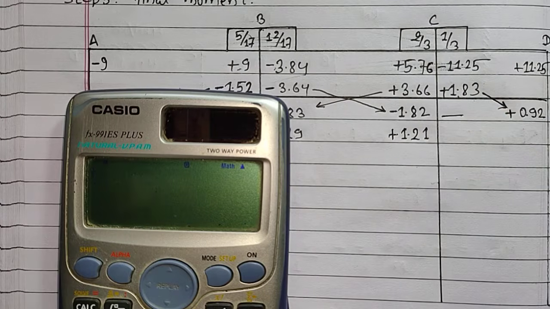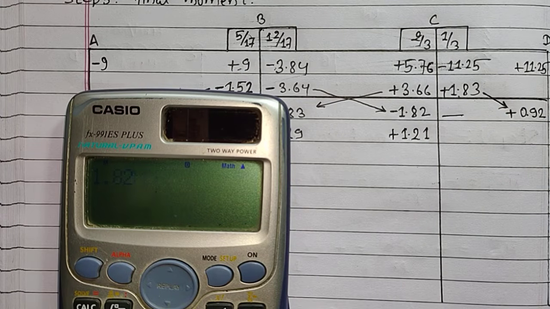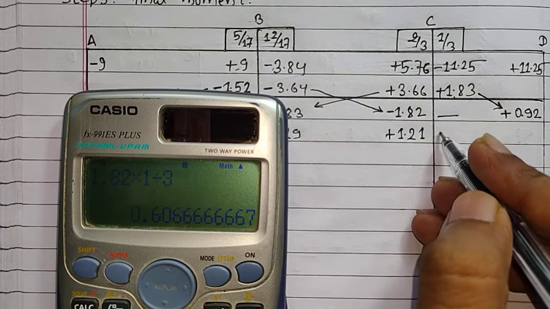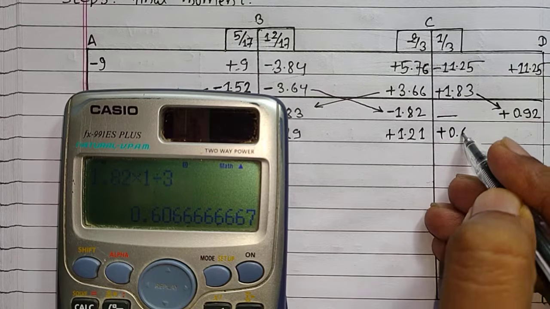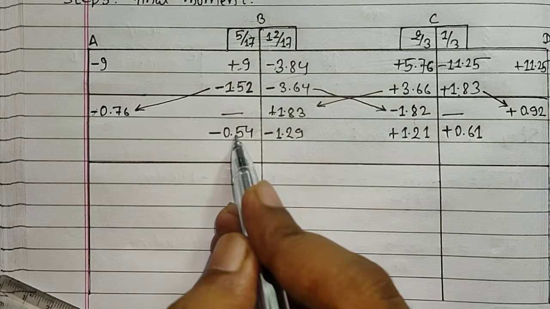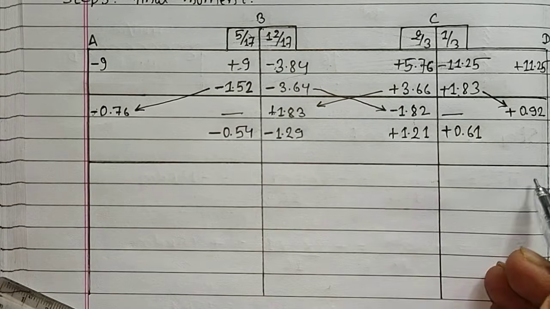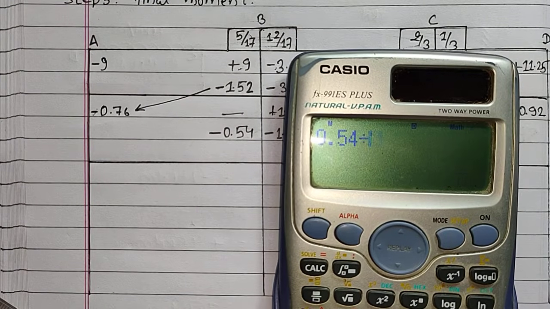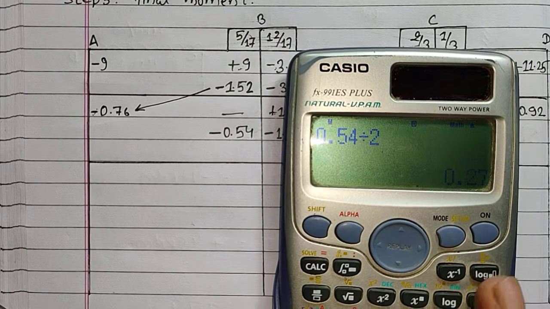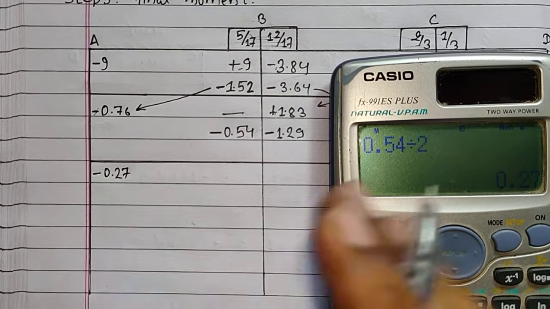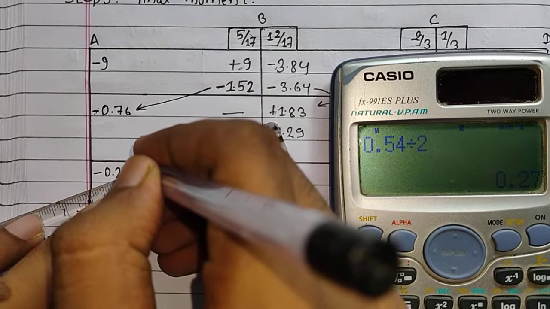Similarly, 1.82 into 1 by 3, then we will have here 0.606. So we will write it down here as positive 0.61. Now bring half of this value here and half of this value here. So dividing 0.54 by 2, we will have here 0.27, and that is negative, so minus 0.27. And let's draw a line here.